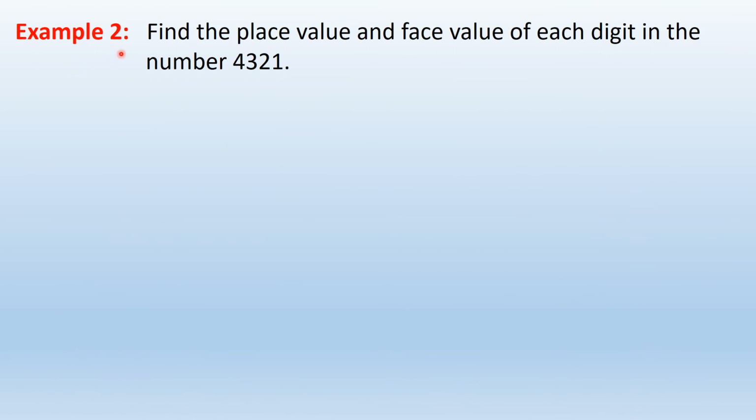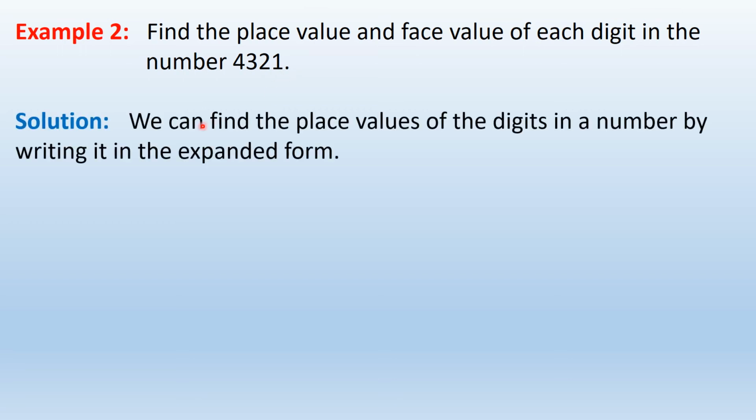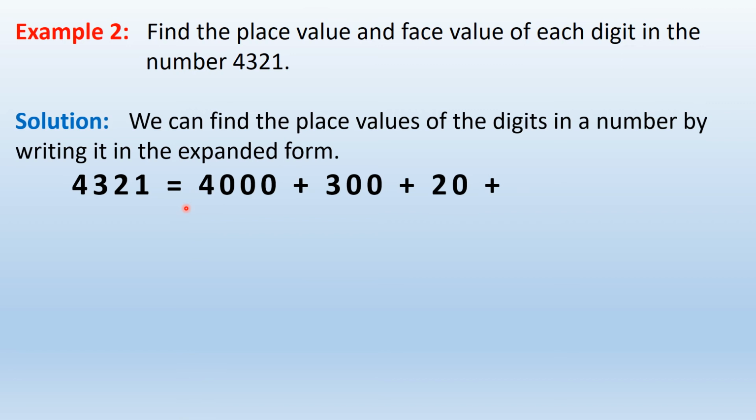Let us take one more example. Example number 2. Find the place value and face value of each digit in the number 4221. We can find the place values of the digits in a number by writing it in the expanded form. The expanded form of the given number is written here. The given number is equal to 4000 plus 300 plus 20 plus 1.